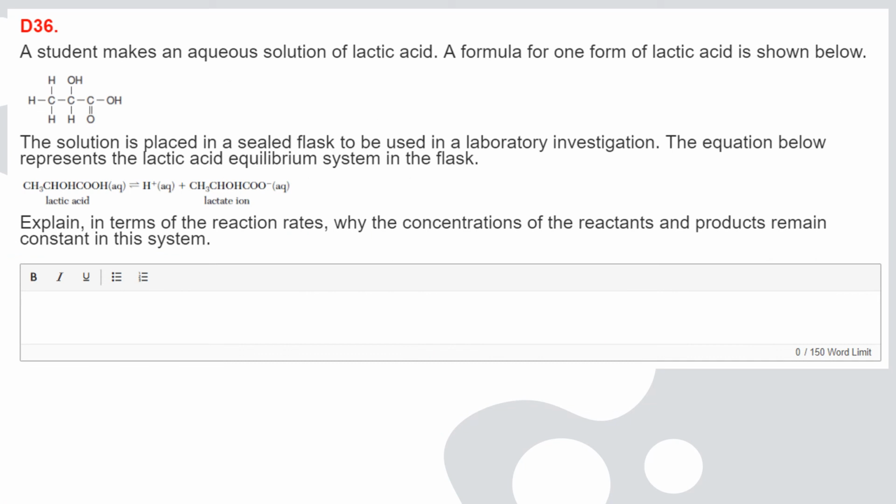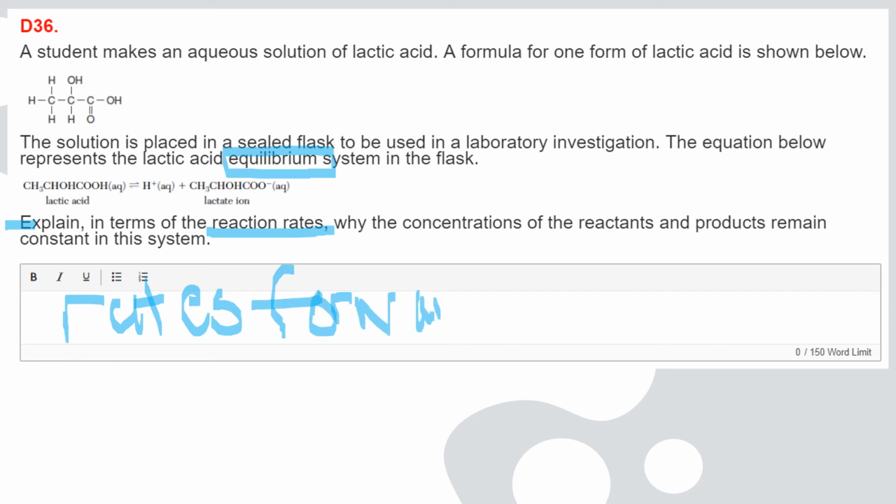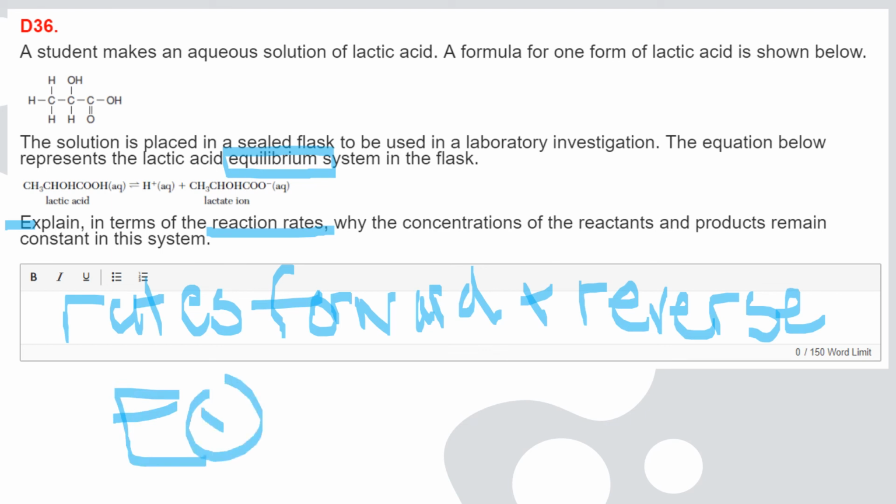All right, skip, go to the question. Explain in terms of reaction rate. So that means I need to say, did the reaction rate slow down? Did it speed up? Did it stay the same? So explain in terms of reaction rates why the concentrations of the reactants and products remain constant. Well, again, look at this key word right here, equilibrium. So why do the concentrations remain constant? Because the rates of the forward and the rate of the reverse reactions are what? Equal. So if the rates are equal, the concentrations remain constant.